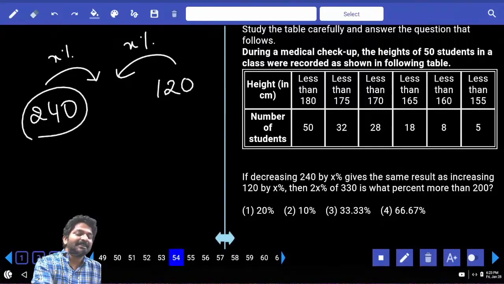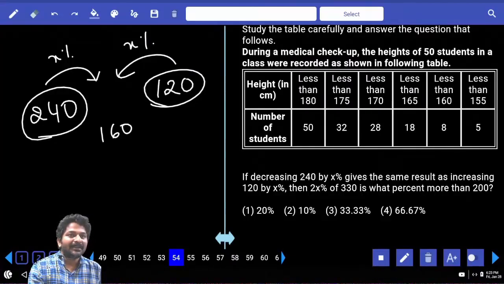What is 1/3 of this number? 80. If you subtract 80, it becomes 160. What is 1/3 of this number? 40. If you increase 40, it becomes 160 only. So I can take my fraction value as 1/3. 1/3 in percentage is equal to 33 1/3, or you can say 1/3 also, no problem at all.